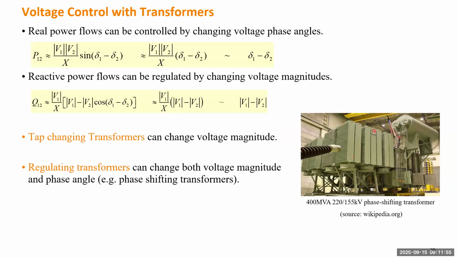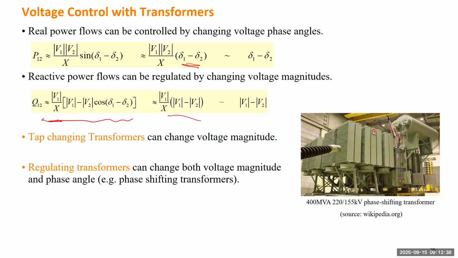Okay, voltage control with transformers. Transformers can be utilized to control both real power flow and reactive power flow. By controlling reactive power flow, you can control the voltage on one side of the transformer, because based on this formula, we know if we increase voltage on one side, that will affect the reactive power flow. To control real power flow, we need to control the angle, because the real power flow is approximately proportional to the angle difference.